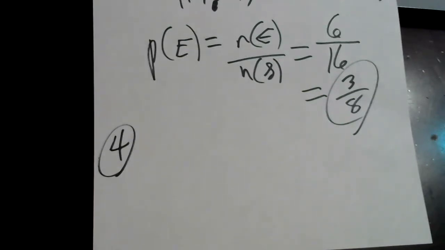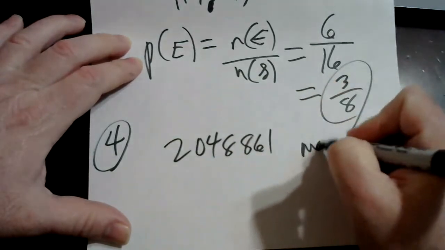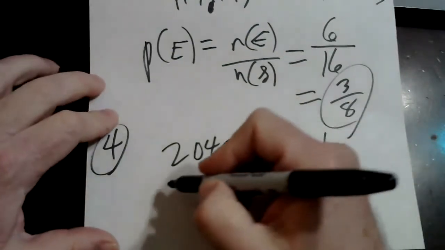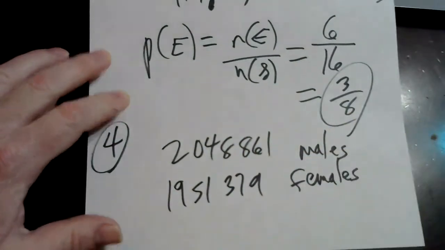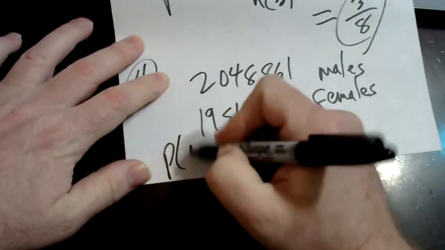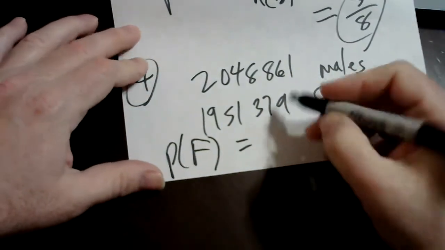Okay. So let me write down the total number of males, 2,048,861. And the total number of females, 1,951,379. So that was in a given year. And it says, if a child is selected randomly from this group, what is the probability that it is female? So we're looking for the probability that it's female. Well, all that is the number of females divided by the total.